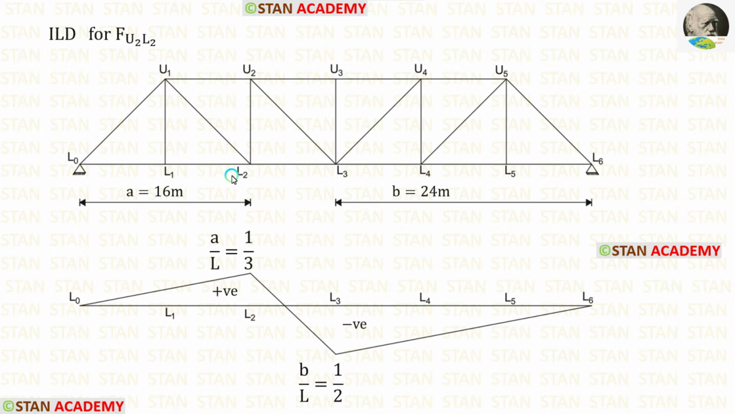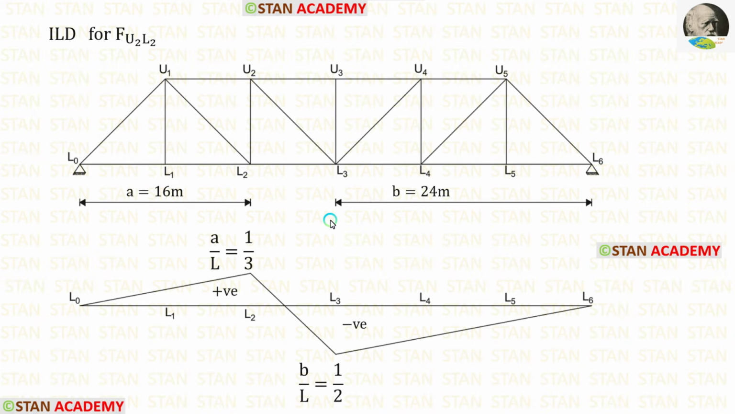Here we have two ordinates, one ordinate under L2 and another ordinate under L3. The formula to find the ordinate under L2 is A upon L. Here A is 16, L is 48. 16 upon 48, we will get 1 upon 3.